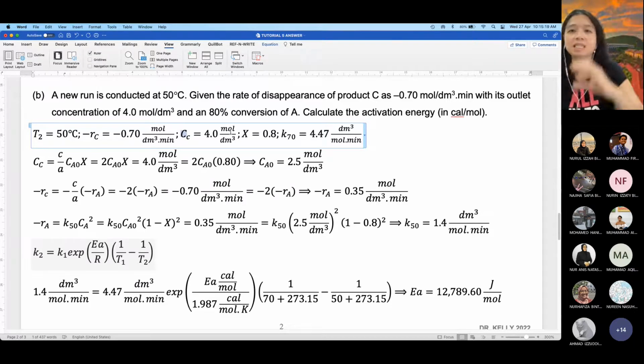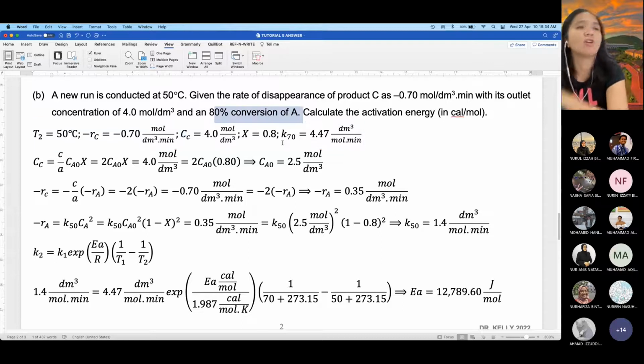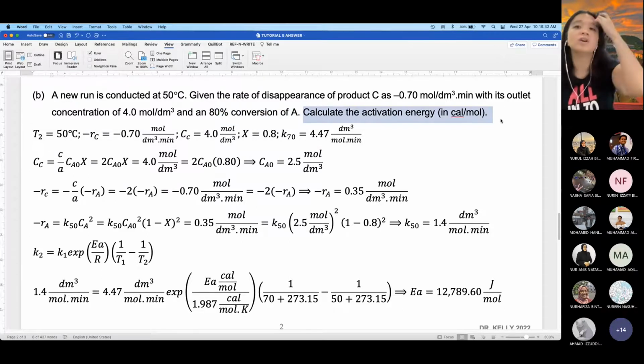That is the outlet concentration of product C. So you find this a bit weird, it gives minus RC and it gives us CC. Okay, no problem, let's look further. Next, it says 80% conversion of A. So X is 0.8. Okay, so you want us to find the activation energy.